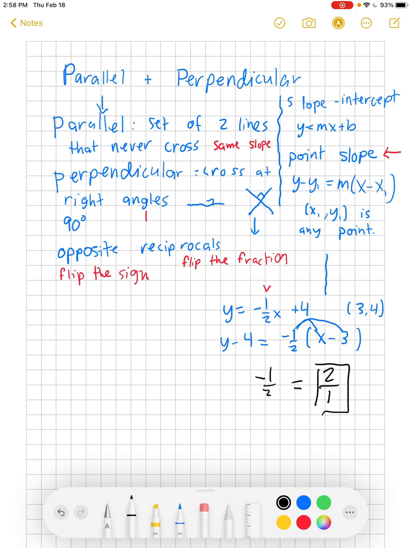A few more examples. If we had something that was, say, -1/3, we would flip the fraction, 3/1, and make it positive. If we had, say, just +4, we would have to flip the fraction, 1/4, and then make this negative because we started out positive.